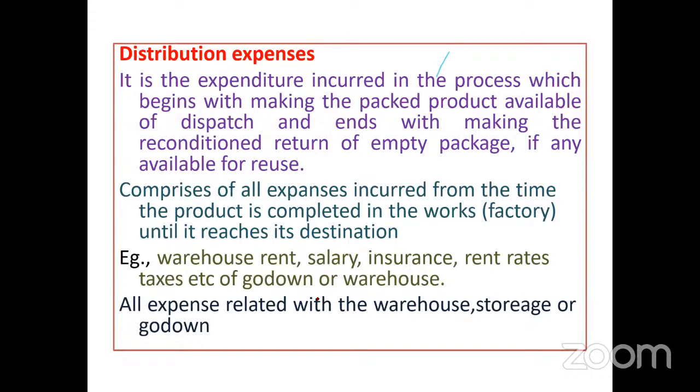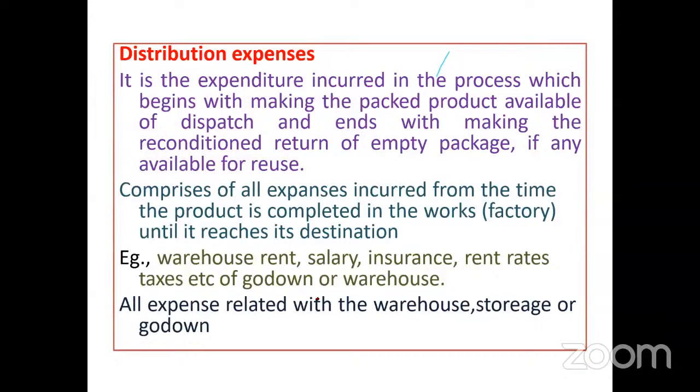So it comprises all expenses incurred from the time the product is completed in the works, that is the factory, until it reaches its destination. Where is the destination? Point of consumption. Point of consumption is the consumer or customer. Examples are warehouse rent, salary. Salary to whom? Salary to the distribution staff.